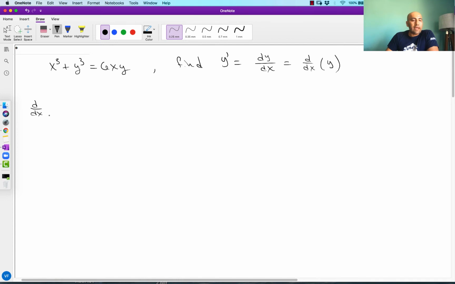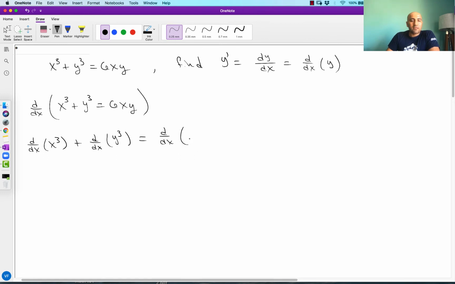Derivative with respect to x, because I'm looking for y prime, of everything. So this would be x cubed plus y cubed equals 6xy. Good. Now let's take derivatives. So it'll be the derivative with respect to x of x cubed plus the derivative with respect to x of y cubed equals the derivative with respect to x of 6xy. Okay, this one's easy, no problem.